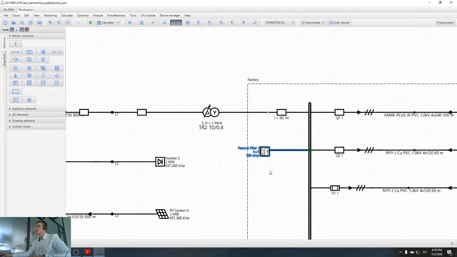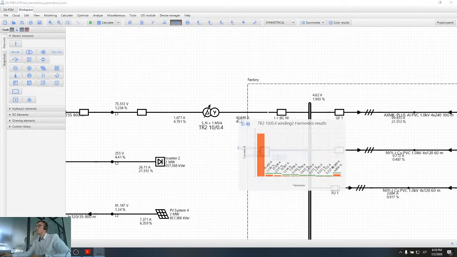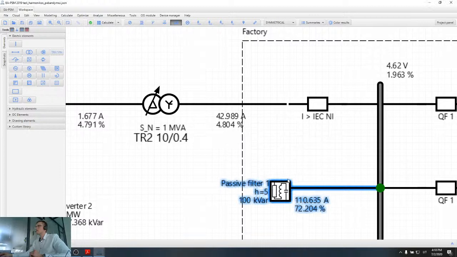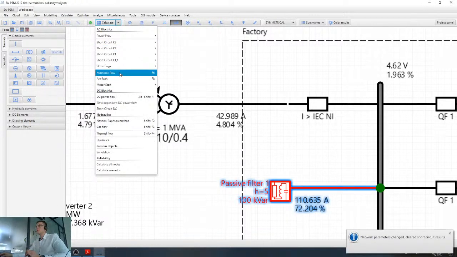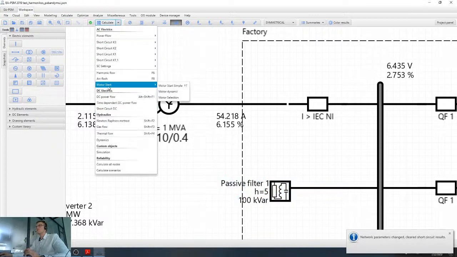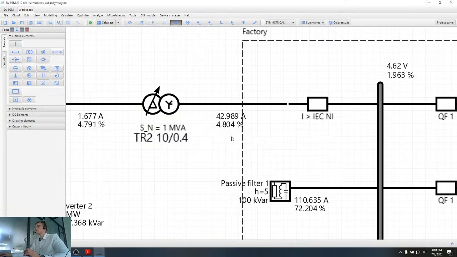So I connected the filter here. Now let's try to calculate the harmonics. Before we connected the filter, the harmonic value was over 6%. Now with the filter connected, I can see that harmonics are reduced and they are equal to 4.8%. So let's try to disconnect the filter one more time and repeat the calculations. Yeah, so now it's 6.1% without the filter, and when the filter is connected, harmonics go down to 4.8%.